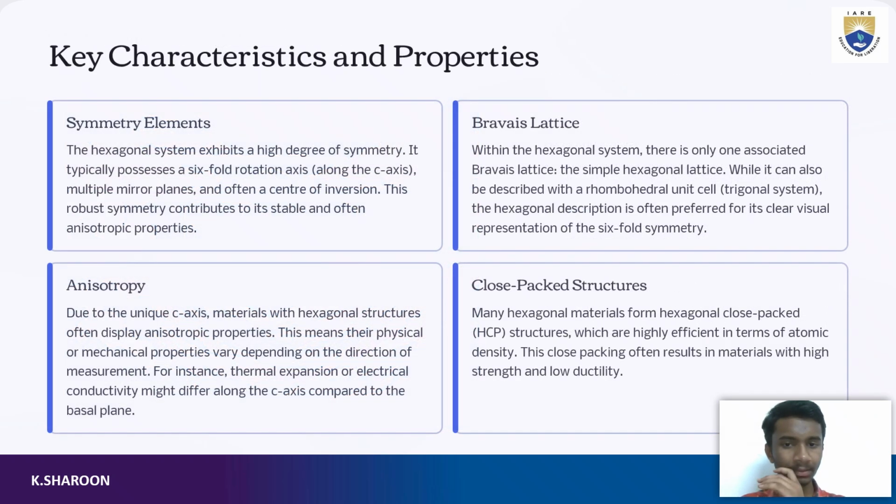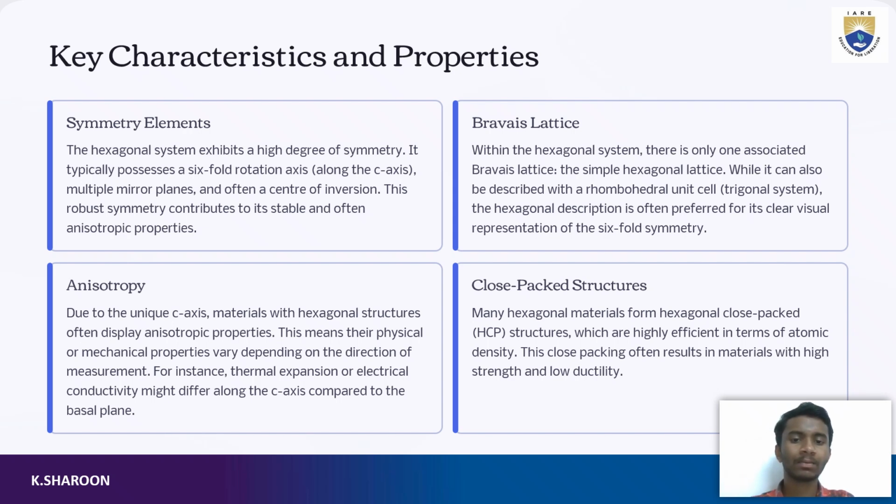Key characteristics and properties. Symmetry elements. The hexagonal system exhibits a high degree of symmetry. It typically possesses a six-fold rotational axis along the c-axis, multiple mirror planes, and often a center of inversion. This robust symmetry contributes to its stable and often anisotropic properties.